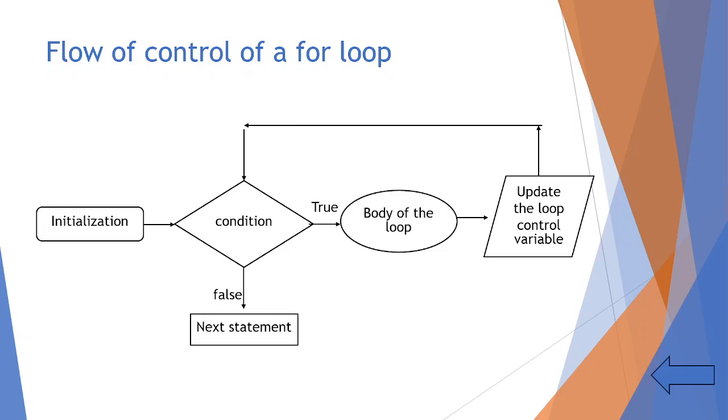If true, the process happens again and again. If the condition is false, the next statement after the loop gets executed, if there is any statement, or the end of the program.